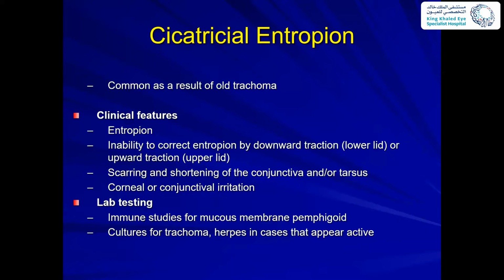What clinical test or lab test do you do for cicatricial entropion? We can do immunological studies if you're suspecting mucous membrane pemphigoid. And if there's active trachoma, you can do a culture, or for herpetic infection if there is evidence of herpetic ocular infection.